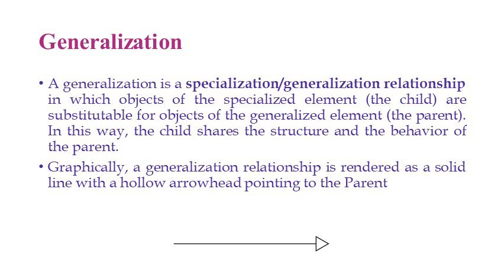Graphically, a generalization relationship is rendered as a solid line with hollow arrowhead pointing towards the parent. Now see here, this is the notation for generalization relationship. It is a line with hollow arrowhead, and this arrowhead always points towards the parent element.